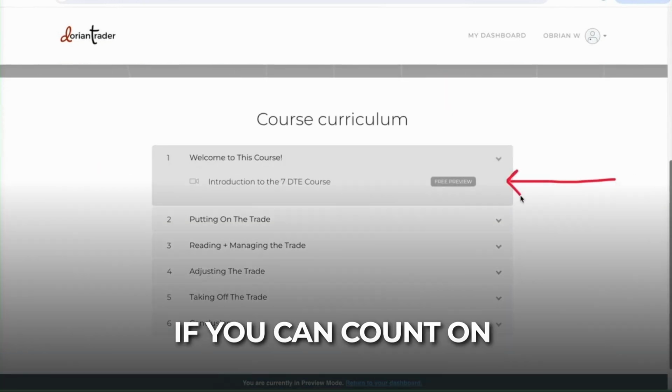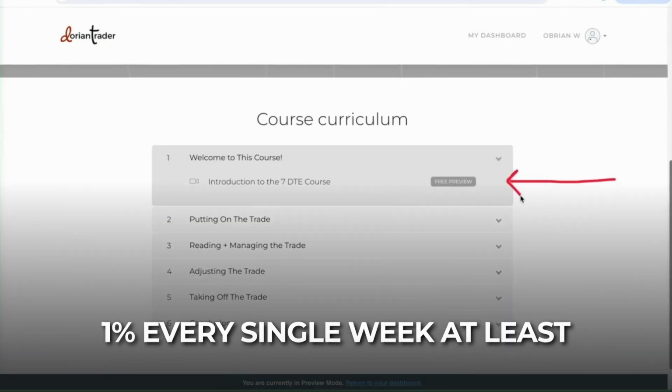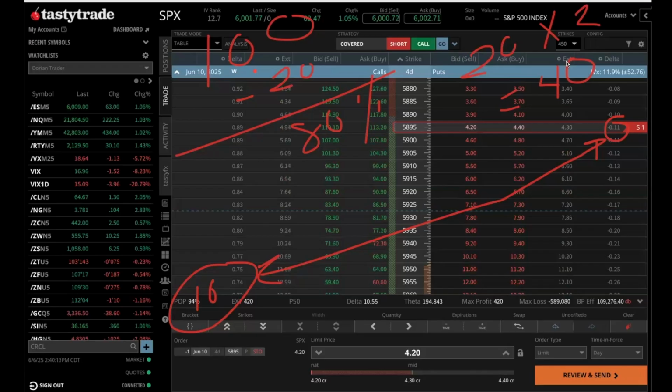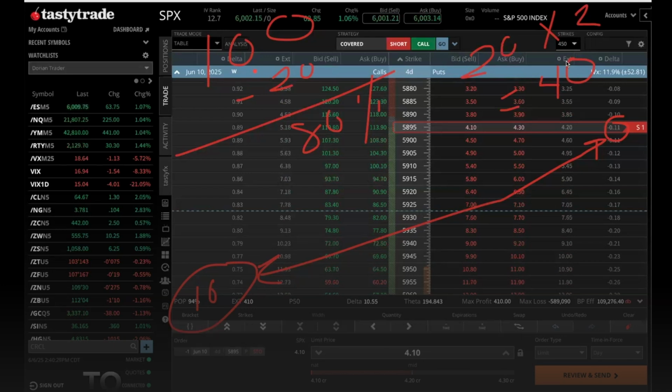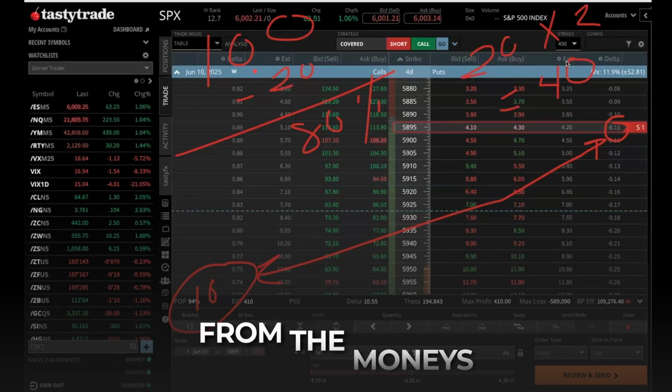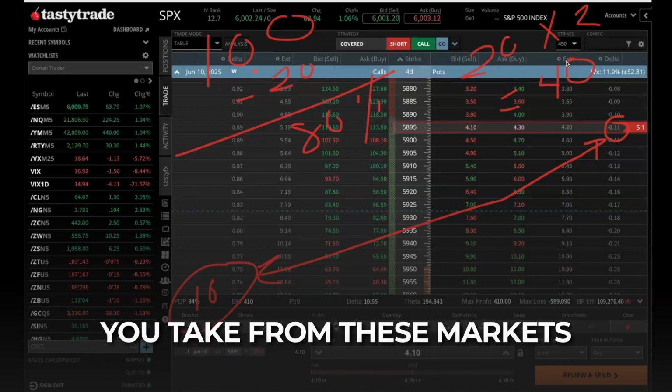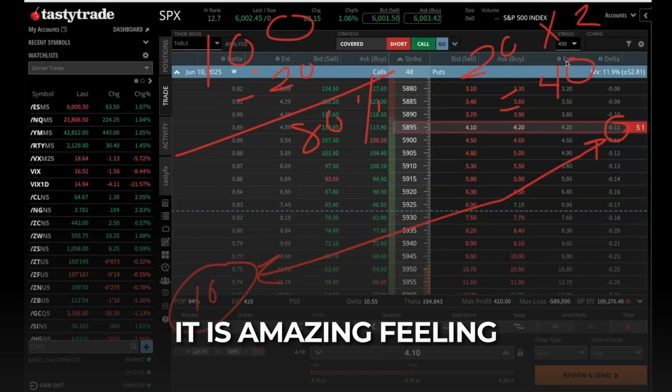If you can count on 1% every single week at least, it's going to build up your account fast. It's going to allow you to count on money that you can at least supplement your income with. It's an amazing feeling to be able to support yourself from the money you take from these markets. It is an amazing feeling.